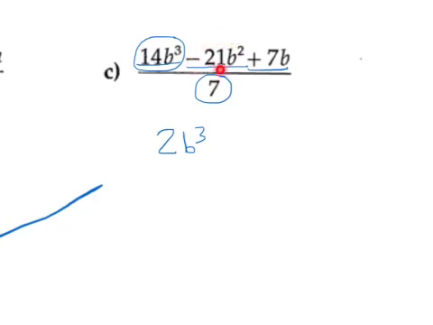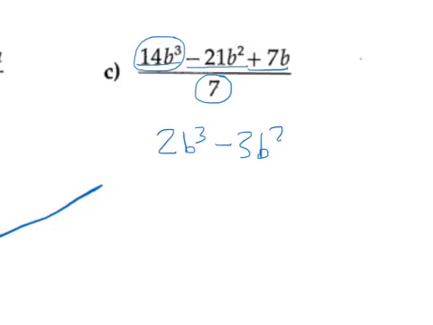I have negative 21 b squared divided by 7. So I do negative 21 divided by 7. And I get 21 divided by 7 is 3, but I have a negative left over, so I write negative in front. And there's b squared up top, but nothing on the bottom, so the b squares are going to stay the same.